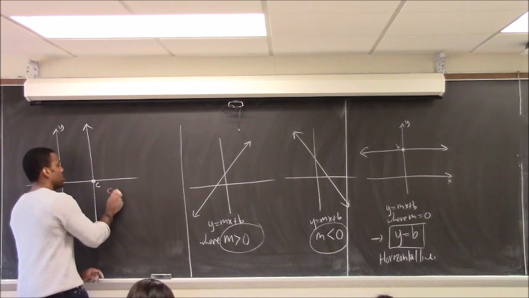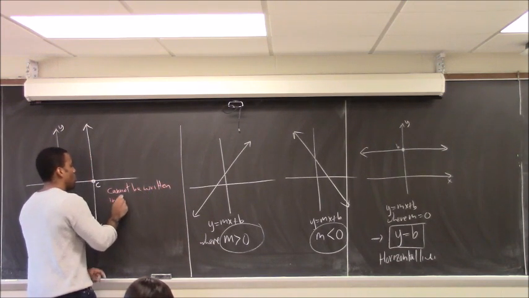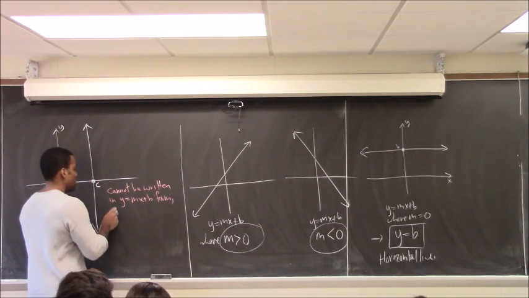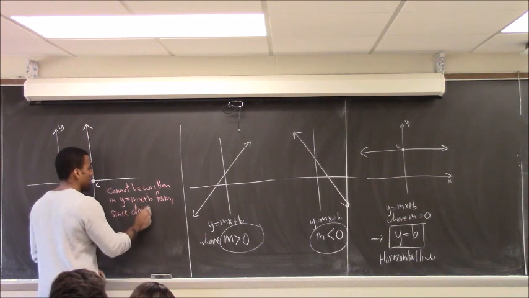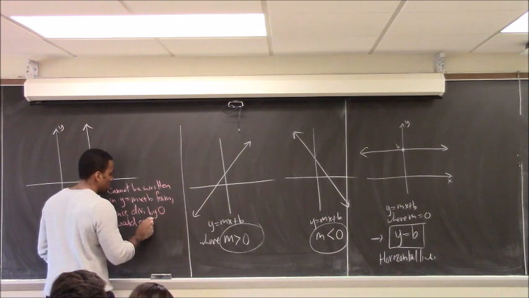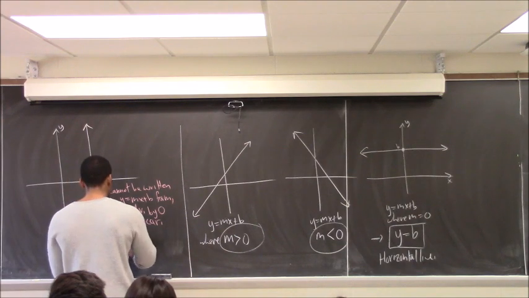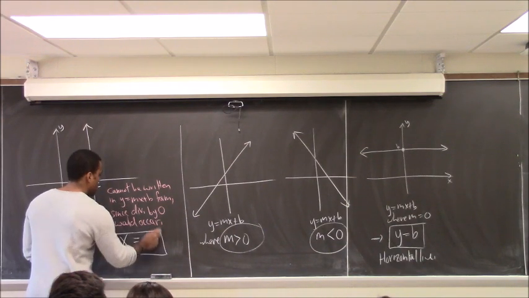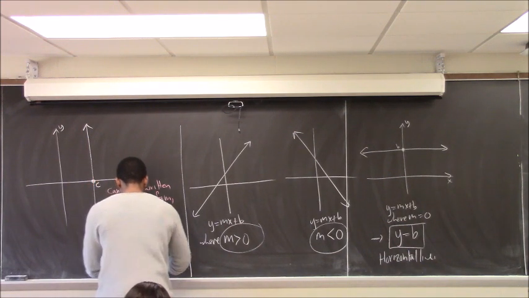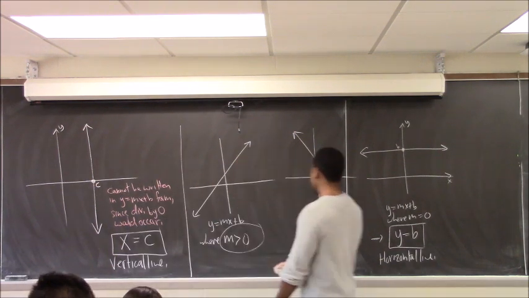It cannot be written in y equals mx plus b form, since division by 0 would occur. So there's actually no way to write it in that form. Equations of this form look like x equals c. And that's called a vertical line. And it's the vertical line passing through c on the x-axis.